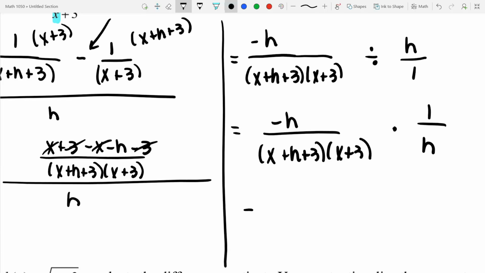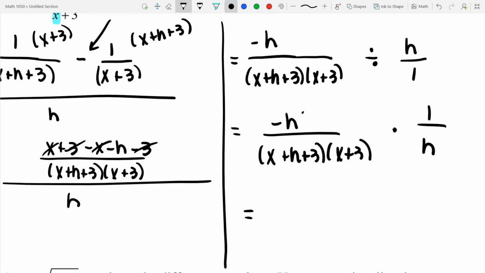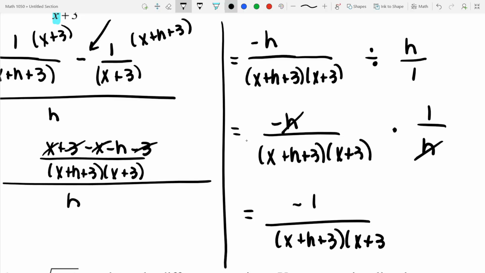Negative h over x plus h plus 3 times x plus 3, multiplied by 1 over h. Before I multiply, what do I have to do? Look around and see if anything will cancel. This guy's free. He's not added or subtracted to anything. So your answer is negative 1 over x plus h plus 3 times x plus 3. It's okay that you still have parentheses in there. If you get that far and leave it like that, they're going to give you credit.